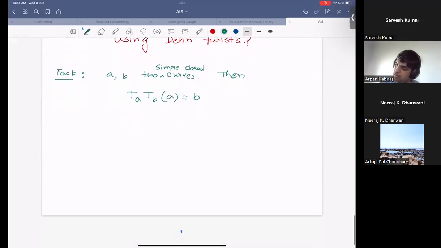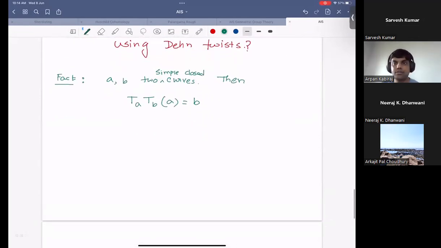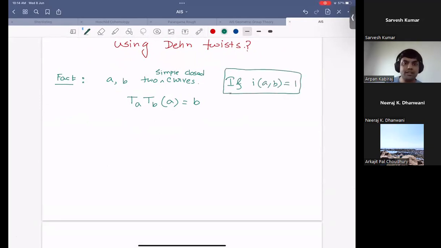And have you seen this result, by the way? So you missed the hypothesis, right? The geometric intersection should be 1. Sorry. Right, thanks. That's the important part. If the geometric intersection is 1, right? This is the important part. Sorry, I missed that. Have you seen this result? Yes, in the very beginning lectures. Okay, so this has been proved.